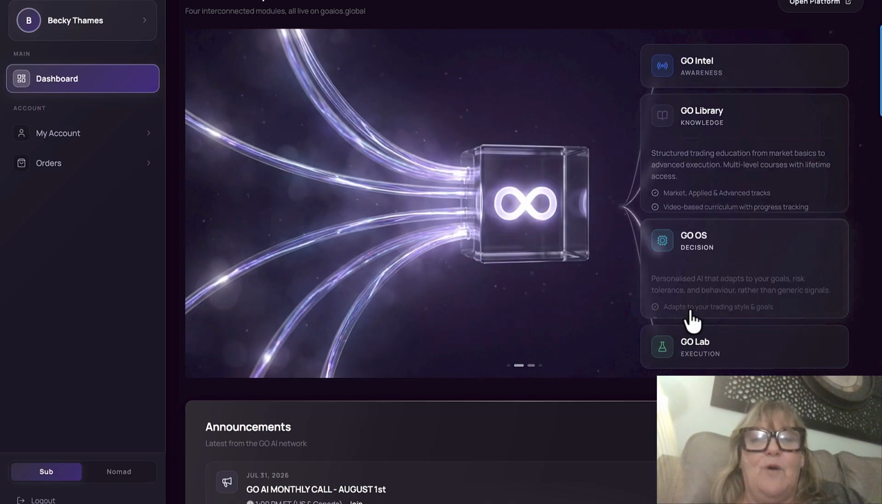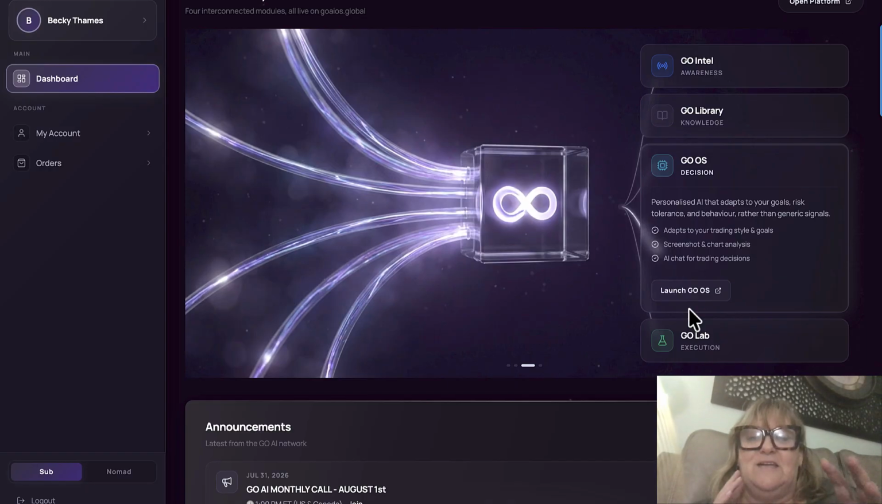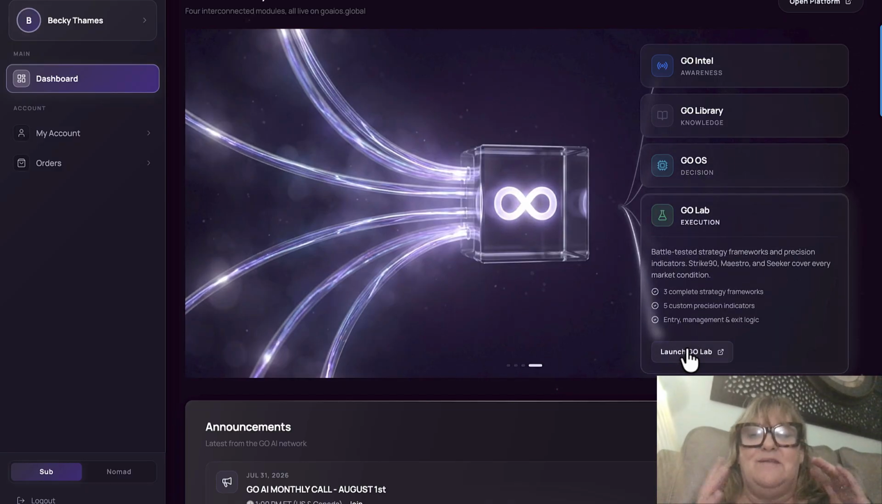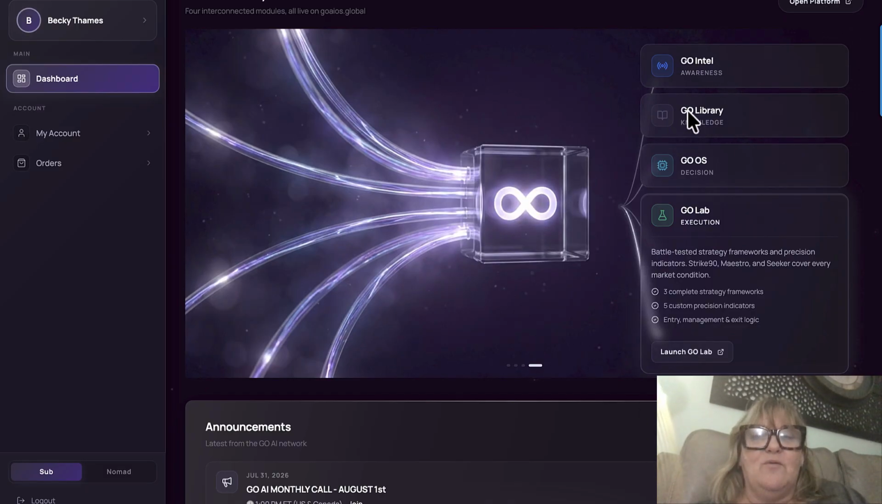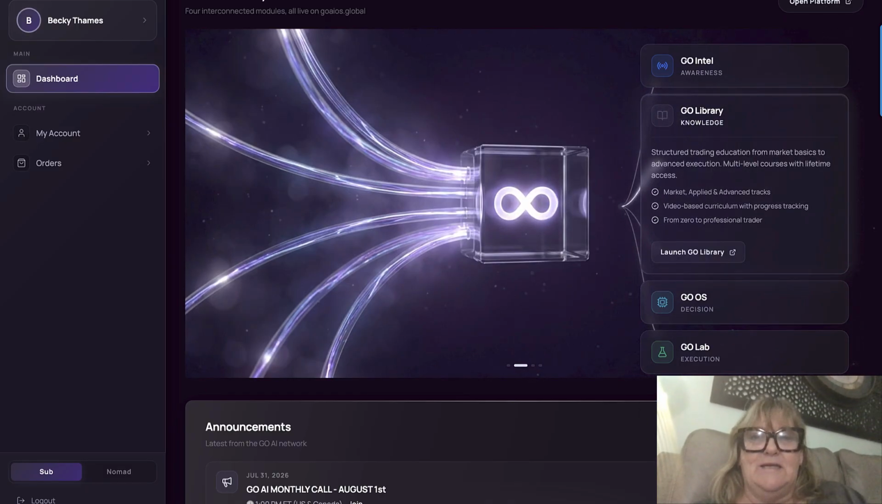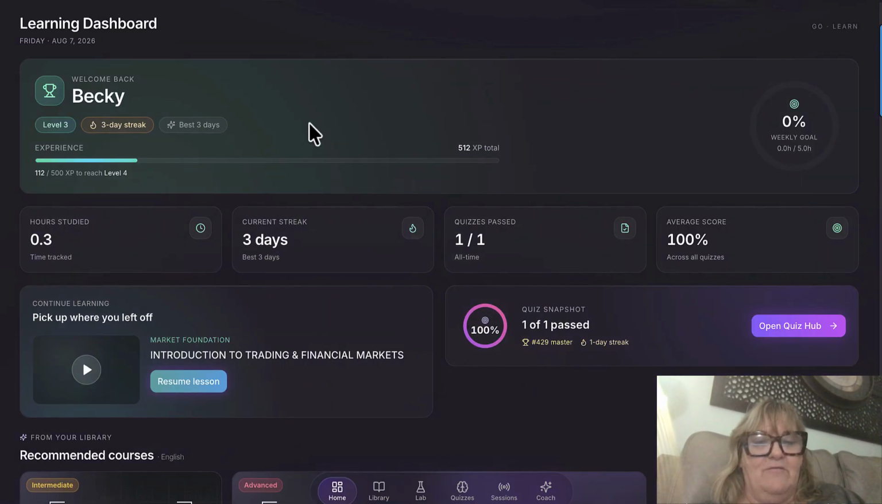And then GoOS is amazing. This is AI that lets you adapt to your trading style and what your goals are. And I'm going to show you how each one of these are. And then GoLab is actually the execution, because there are different strategies and frameworks and indicators that people use, and I'm going to show you those as well. So we're going to start with the Go library, and this is an example of the Go library.